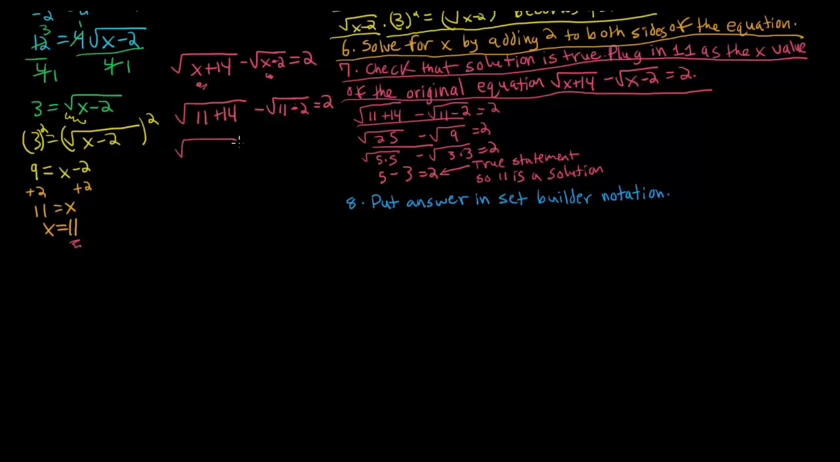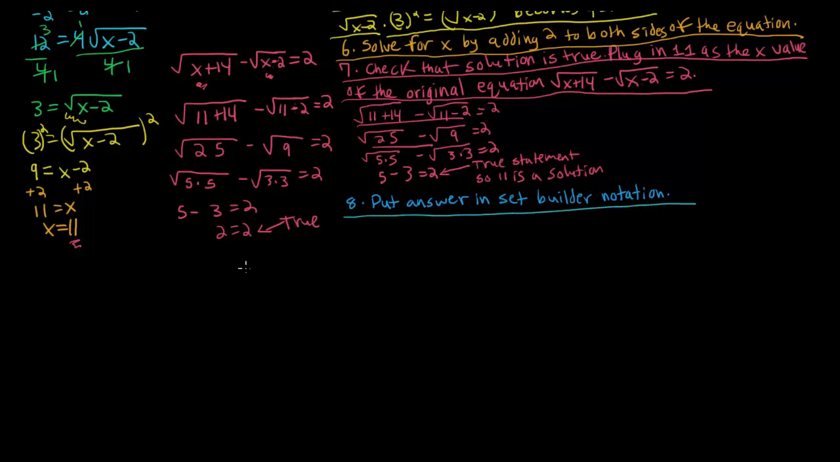Square root of 11 plus 14 is 25. Minus the square root of 11 minus 2. 11 minus 2 is 9 equals 2. Keep simplifying. Square root of 25 is the same as 5 times 5, minus square root of 9 is the same as 3 times 3, equals 2, which gives us 5 minus 3 equals 2. 2 equals 2, and this is true. So 11 is the solution. And for step 8, we want to go ahead and put the answer in set builder notation. So just put our solution, which is 11, inside curly brackets, and that's your answer.